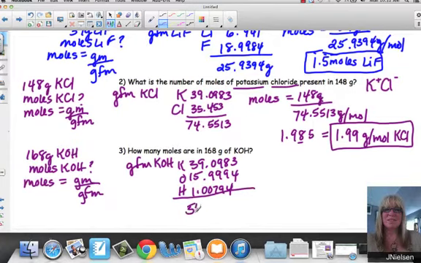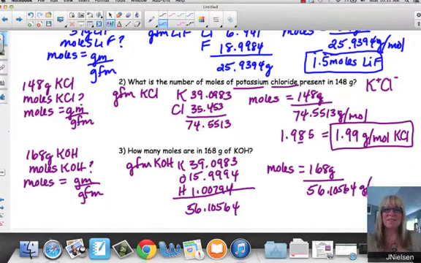We get 56.10564. So my moles equals 168 grams divided by 56.10564 grams per mole. My grams cancel. Do the math on that and you get 2.994. Again, 168 is 3 sig figs, so I'm going to go to 3 sig figs, so this is simply 2.99 moles of KOH.